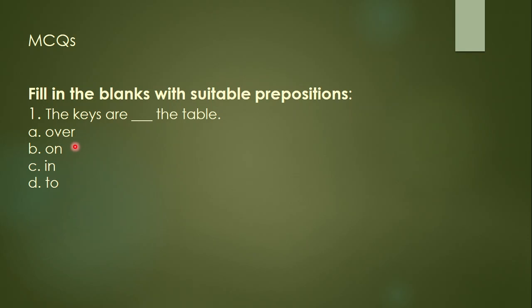First option over, second on, third in, last two. What is the answer? Can anybody guess? Yes, on. Look at the size of the keys and the table. The table is a huge one and the keys are very small, a bunch. The keys are on the table. Normally that is how we put it, the keys on the table, right? If there is a drawer, then we can say it is in the drawer. So in this case the keys are on the table.